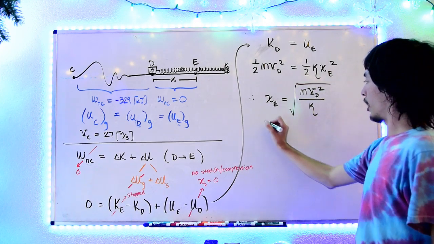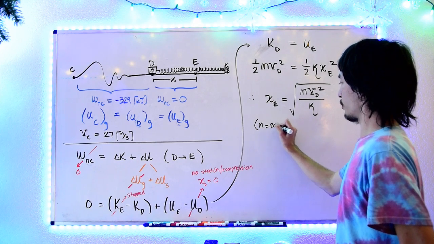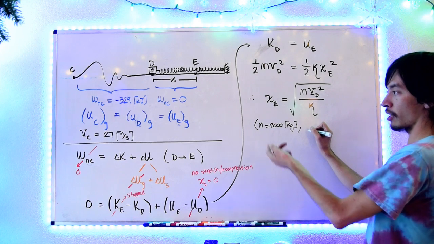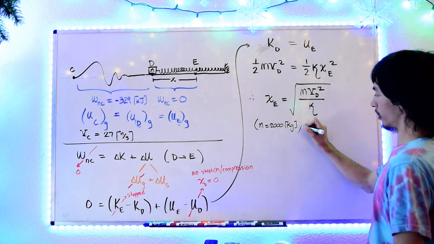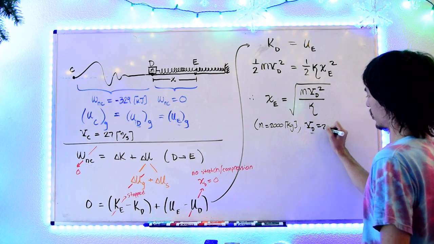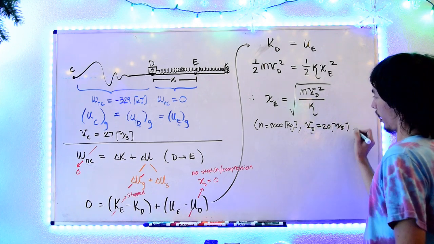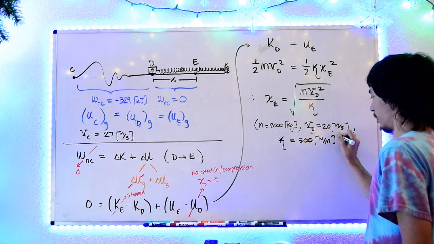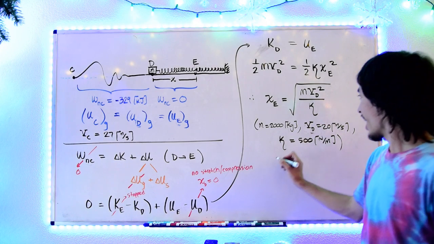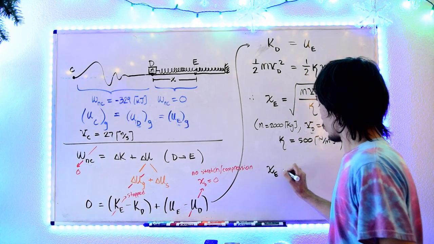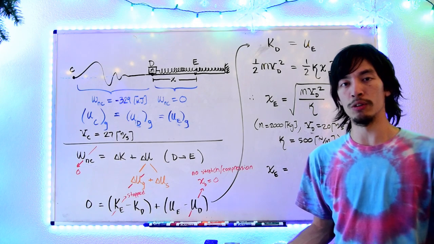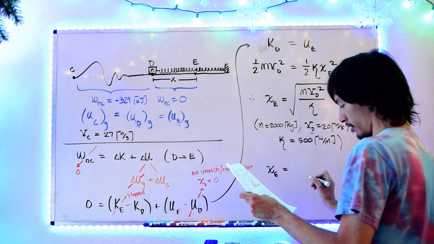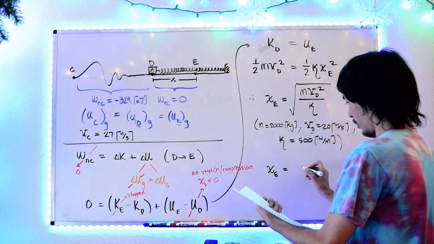Okay. Plug in your mass as 2,000 kilograms. The speed at D, which was 20 meters per second from what we got previously, and the spring constant is taken to be 500 newtons per meter. So we plug those in, and your stopping distance or compressional distance of that spring model is going to end up being, in this case, 40 meters.